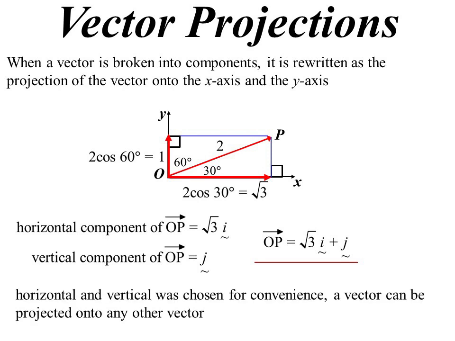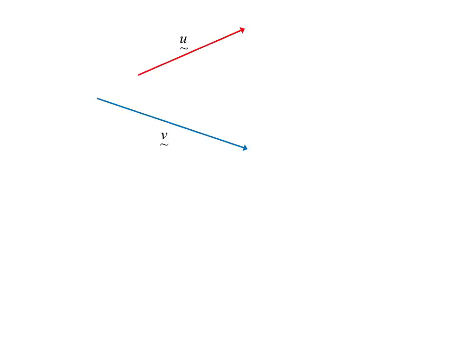That's it. Horizontal and vertical, very convenient, because we think of things horizontally and vertically, but there's no reason why we have to project that way. We can project one vector onto any other vector we like. So here we go. I've got two vectors there, and I'm going to project u onto the vector v. So how do we do it?